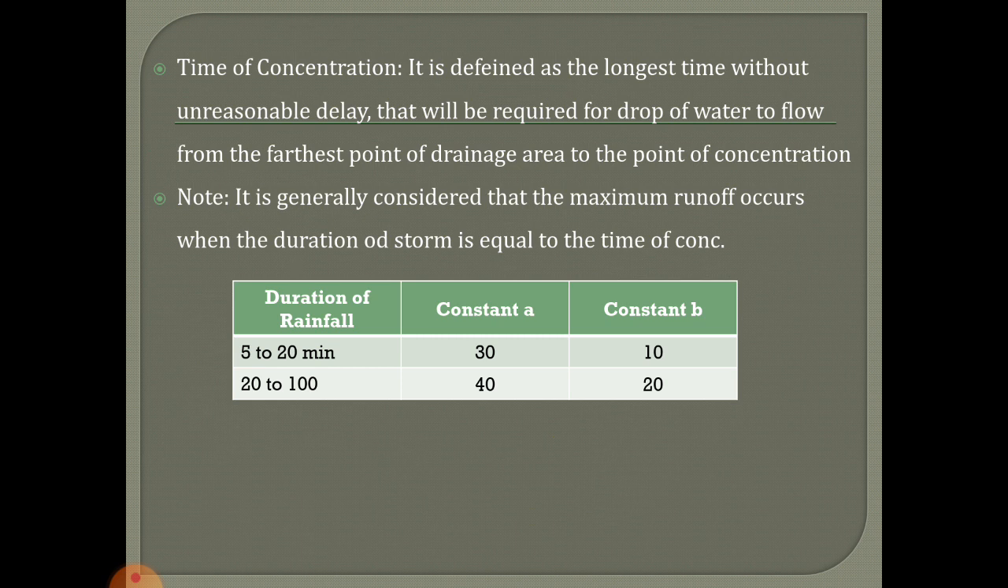If the duration of rainfall ranges from 5 to 20 minutes, the constant A should be 30 and constant B should be 10. And if it ranges between 20 and 100 minutes, constant A will be 40 and constant B will be 20. So these A and B values we have to consider while calculating the rainfall intensity.